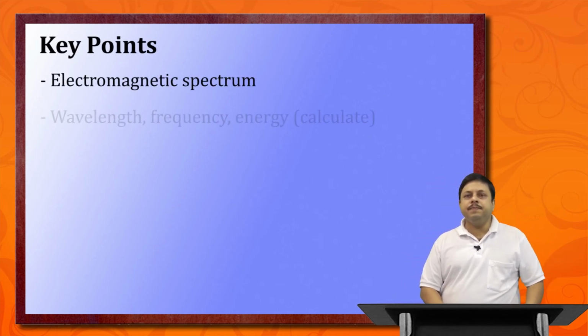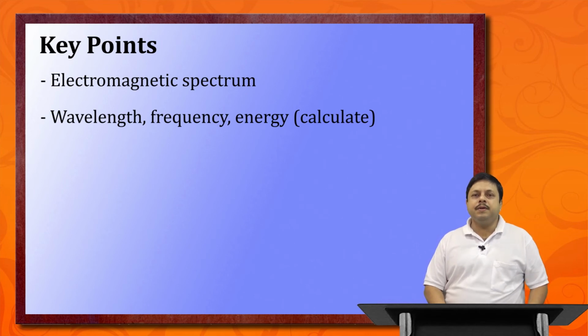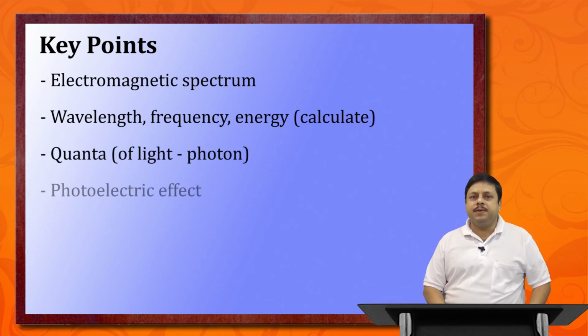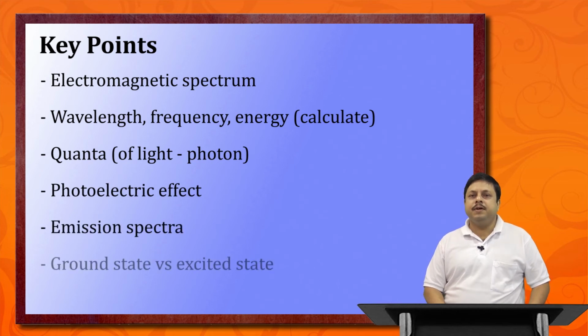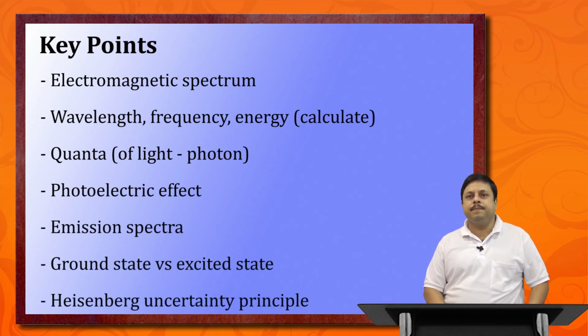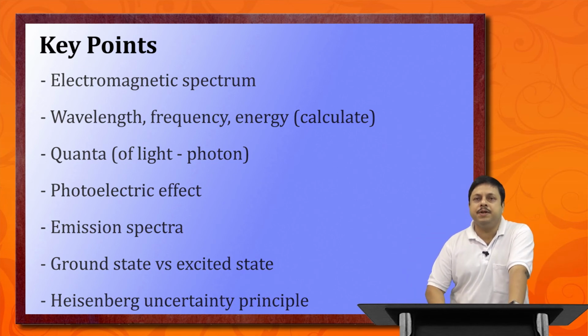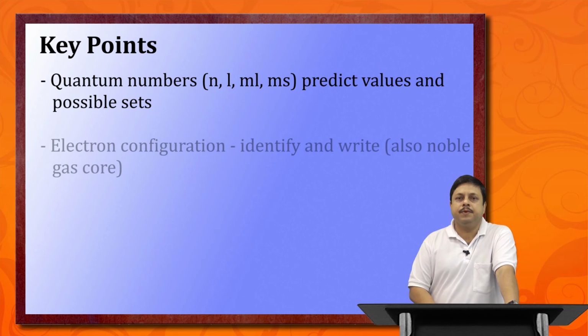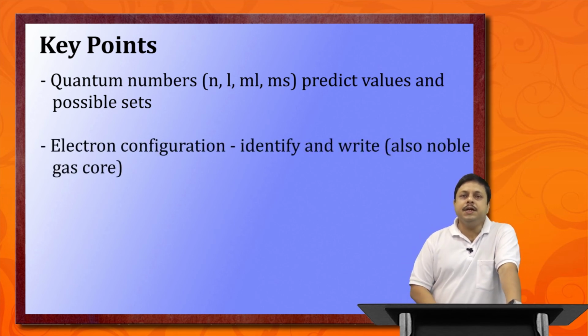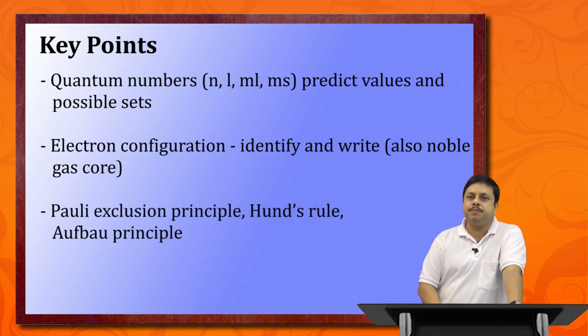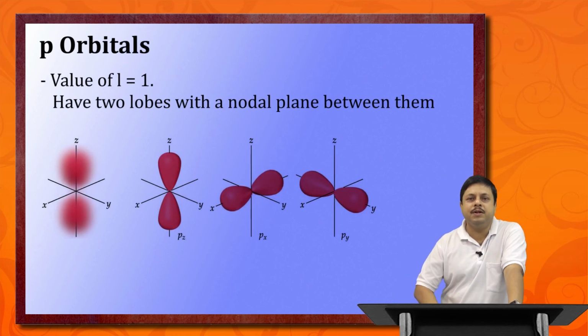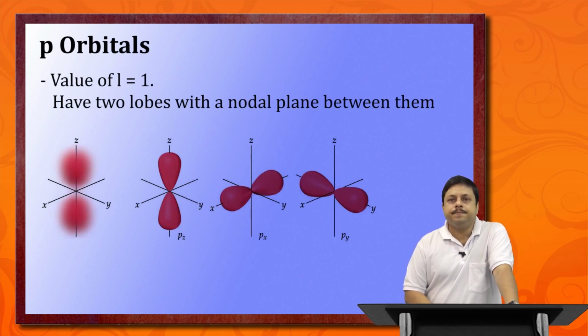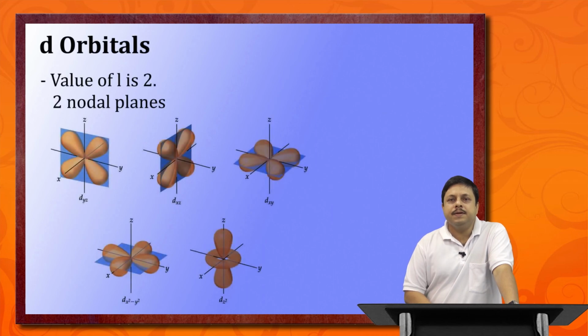The electromagnetic spectrum, the wavelength, frequency, energy distribution, light is a quantum, the photoelectric effect, the emission spectrum, ground versus excited state, the Heisenberg's principle. And very importantly for atomic structure, the disposition of these quantum numbers n, l, ml and ms. And while writing the electronic configuration, take into account three principles: the Pauli exclusion principle, Hund's rule and the Aufbau principle. And these are the shapes of p orbitals as I have just said. So these are the d orbitals.